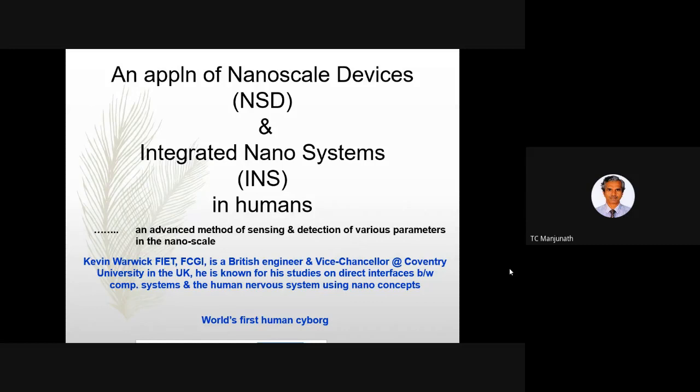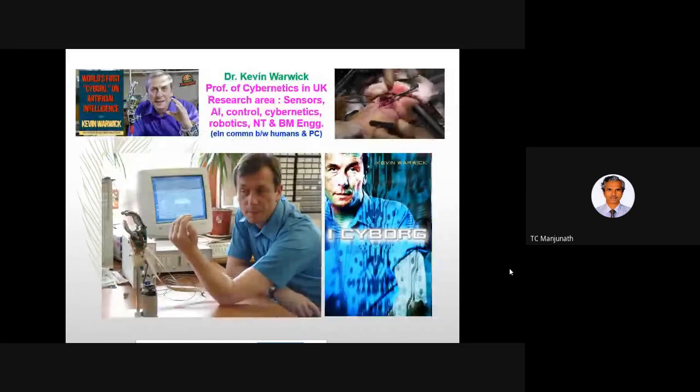Kevin Warwick is a professor of cybernetics in the United Kingdom. His research areas are sensors, artificial intelligence, control, cybernetics, robotics, nanotechnology, and biomedical engineering. Now, why was he called the world's first human cyborg, working with artificial intelligence? He was called the world's first cyborg on artificial intelligence. In fact, a Hollywood movie also came on this cyborg, right?